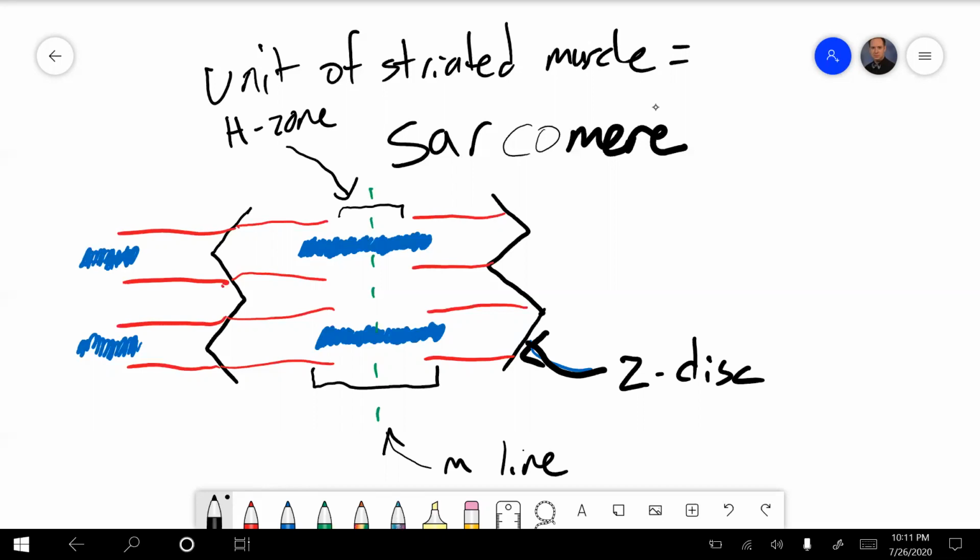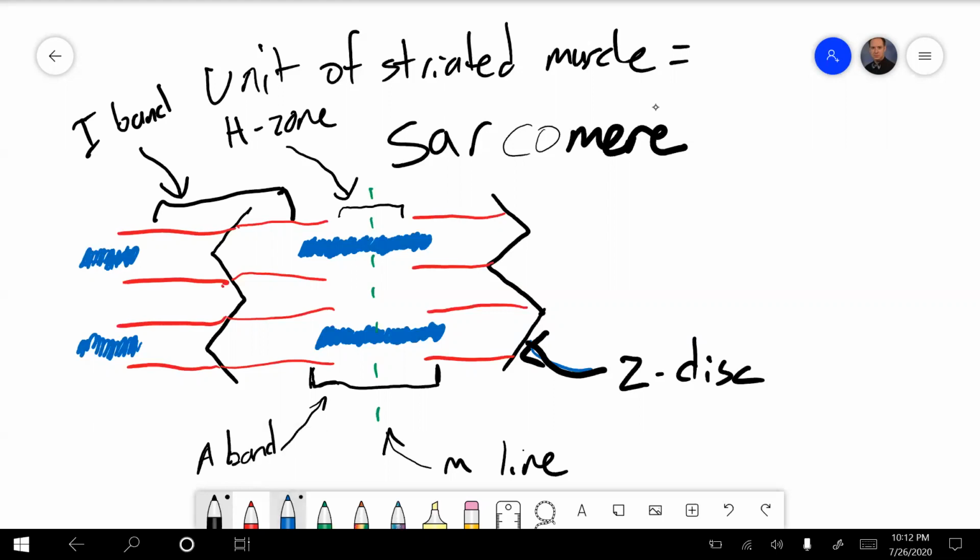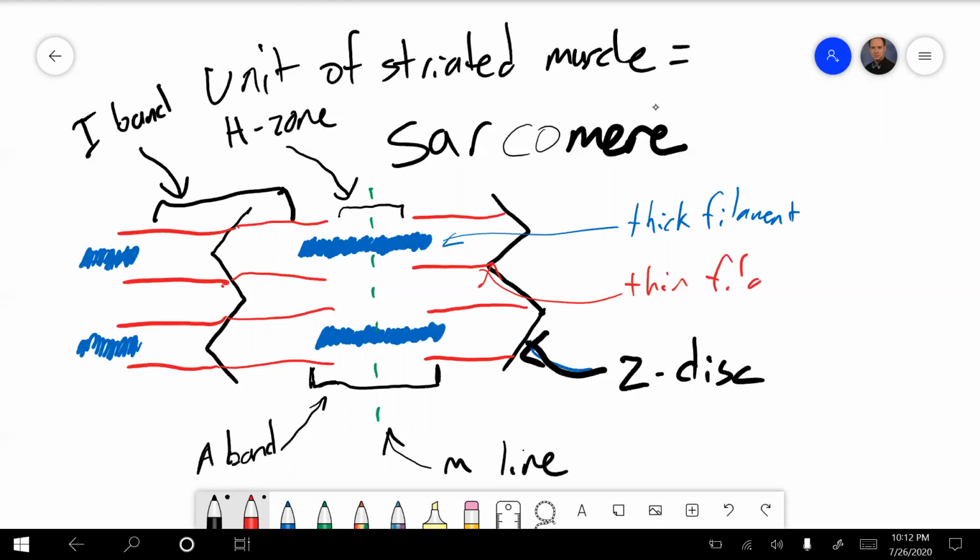Here, we've got that big fat blue line. That is your A band. And then here, in between those big fat blue lines, that is your I band. Now, these blue ones would be your thick filament or your thick myofilament. And that means these red ones then would be your thin myofilaments.